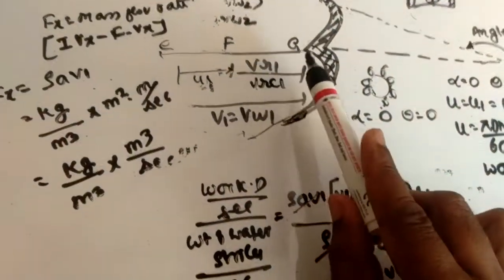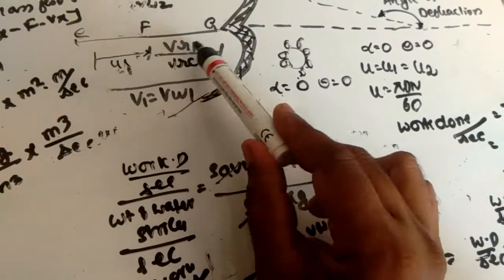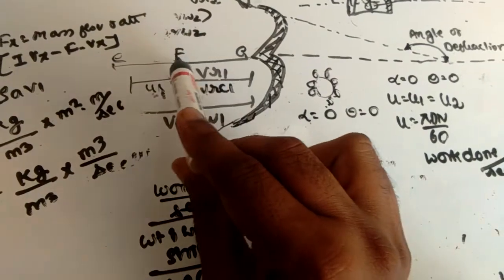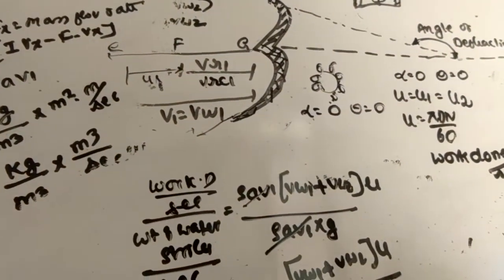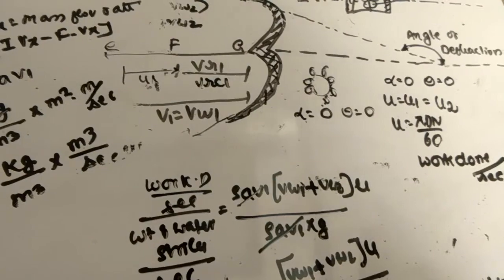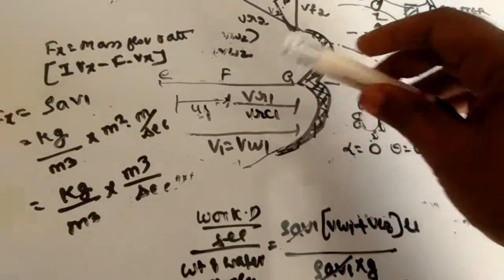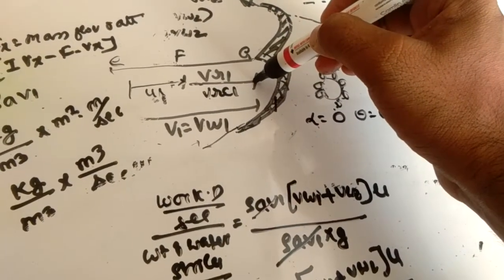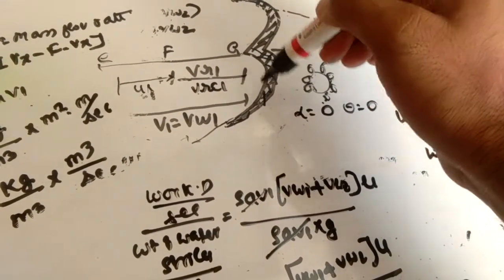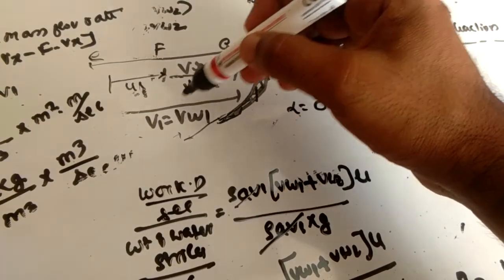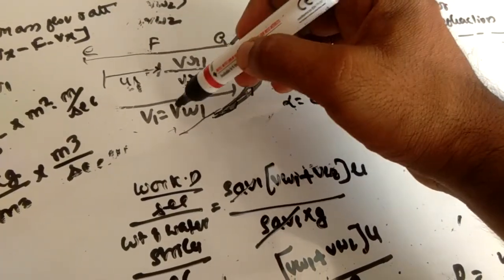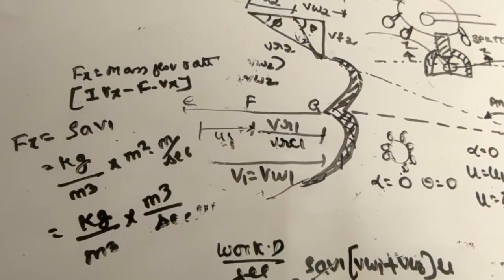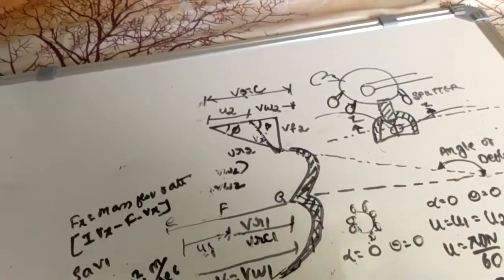Here there is some confusion, because the water is not striking the sides, so we need to consider how the velocity triangles are formed. Water strikes the center. What is the use of that? This is Vrc1, and V1 is a component of this, and U1 is also a component of it. That is why the triangles are like this. This is the difference.